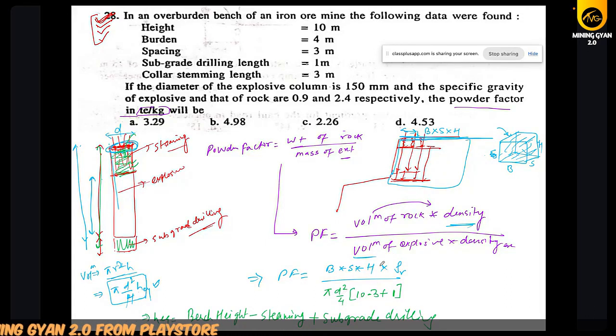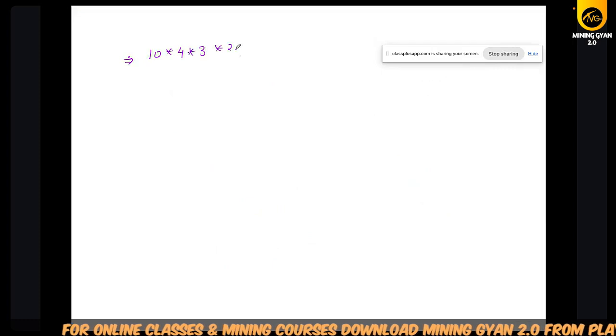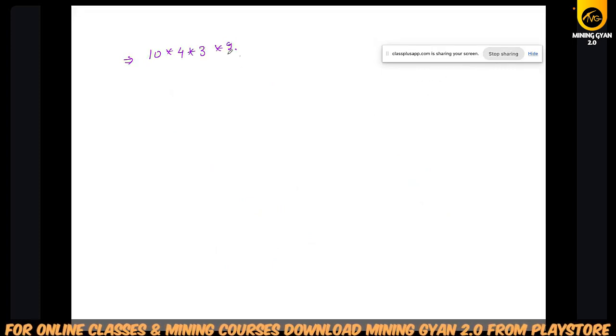OK, so pi d square by 4 times h equivalent gives the volume of explosive. Then you will multiply with the density. What is the density of explosive? He has given us. So density of explosive, you write down. Height is 10, burden is 4, spacing is 3, density of the rock is 2.4, and pi d square by 4, and 10 minus 3 plus 1, into density of the explosive, which is 0.9.